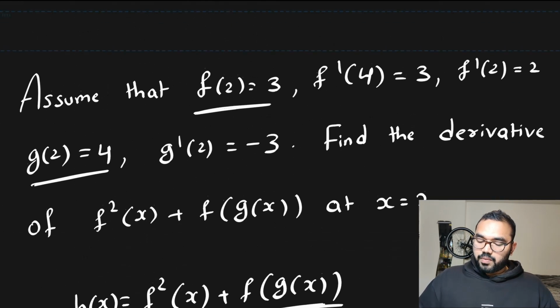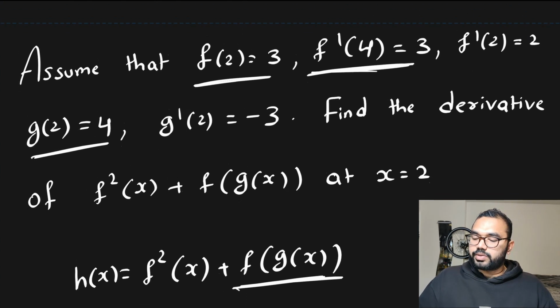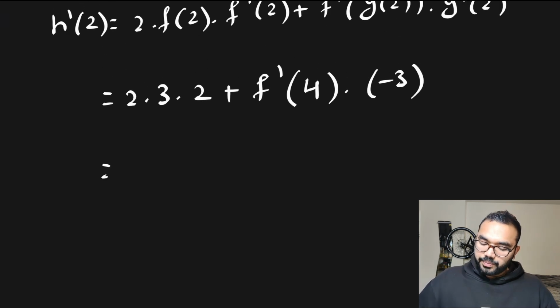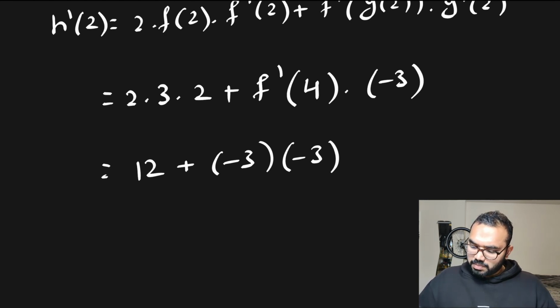Perfect. And we also have the f prime of 4 value. F prime of 4 is 3. So let's also plug in f prime of 4 in the next step. So 2 times 3 is 6. 6 times 2 is 12. F prime of 4 is negative 3 times negative 3. Maybe I made a mistake.